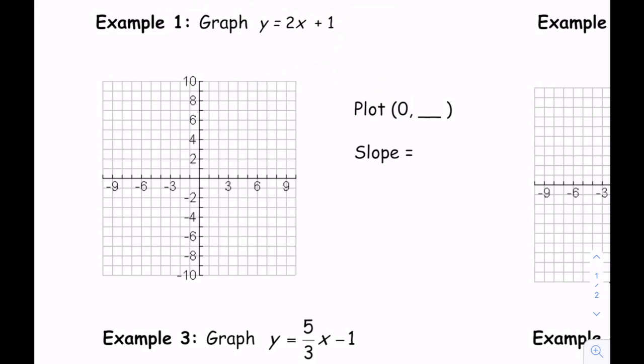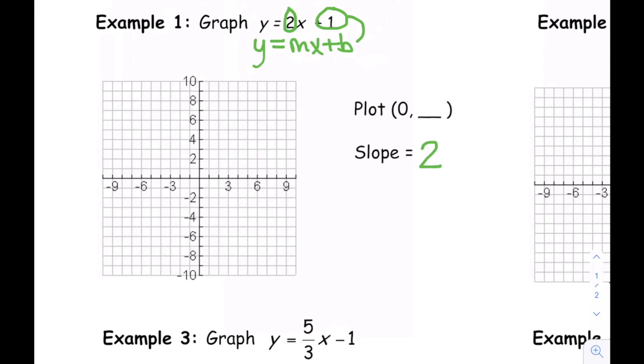Example 1, graph y equals 2x plus 1. Sometimes it's helpful to write y equals mx plus b above or below your equation so we can see how the numbers line up and which one is m and which one is b. So it's easier to see now that 2 is my m. Remember, m is the slope, so I'm going to put slope is 2. And b is 1, so that's my y-intercept.